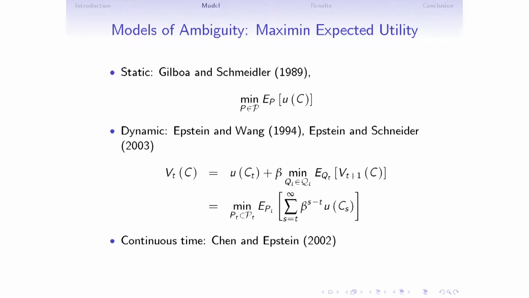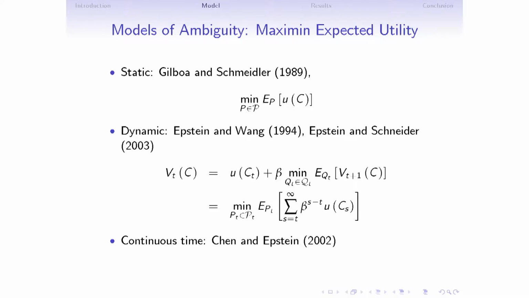Suppose the decision maker is unsure about the true model or the belief. You have uncertainty, and then you have a set of priors. For each distribution in the set of priors, you compute expected utility, and you choose the worst case. You take the minimum. Then Epstein and Wang generalized this model to dynamics, in finance and macro. That's the model here in the first line.